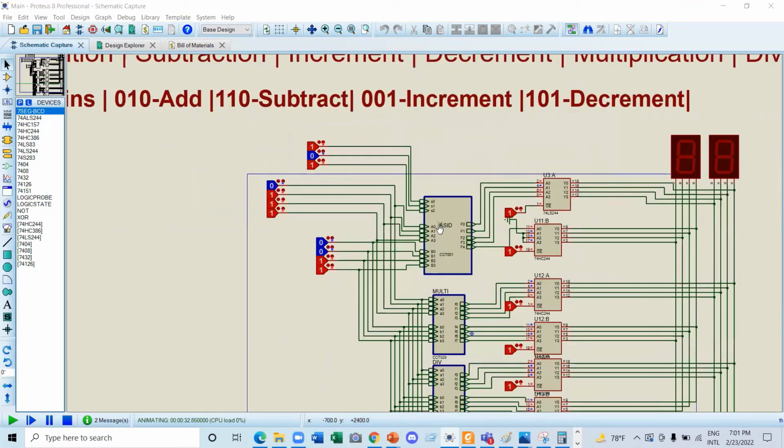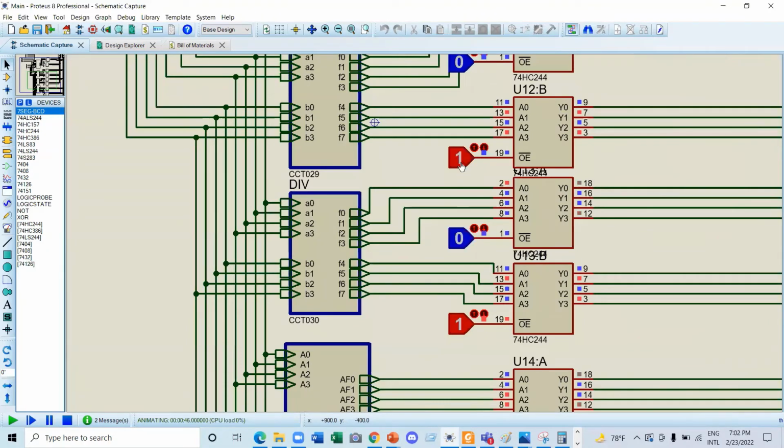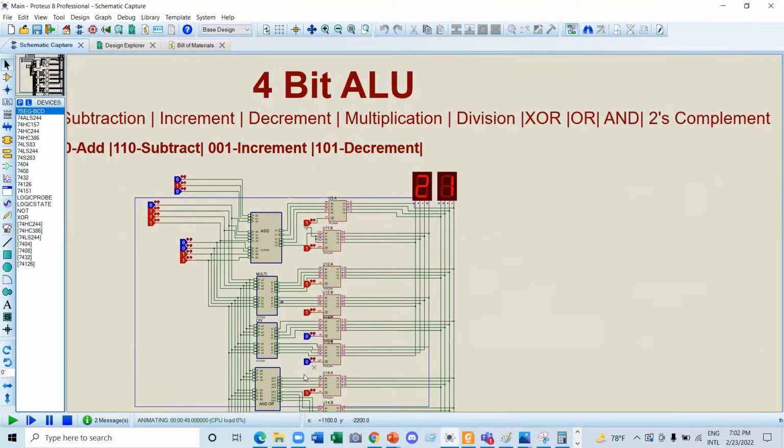It is addition, subtraction, increment, decrement. If we are performing the addition operation, for this we will have to put 0, 1, 0 as the switch. We will have to enable the tri-state buffer, so we can see the result from the 7 segment. If we want to see the multiplication, we will have to enable the corresponding tri-state buffer, so we can see the result of the multiplication of these 2 bits. If we want to see the result of division, we will have to enable the corresponding tri-state buffer, so we can also see the result corresponding to it.